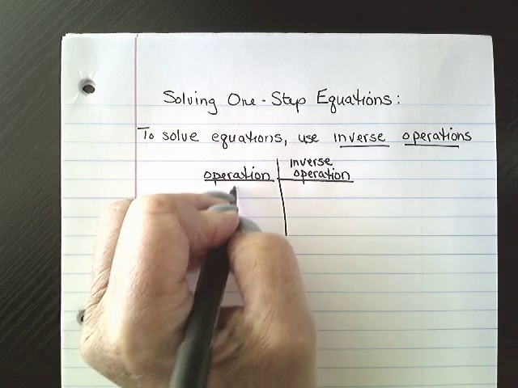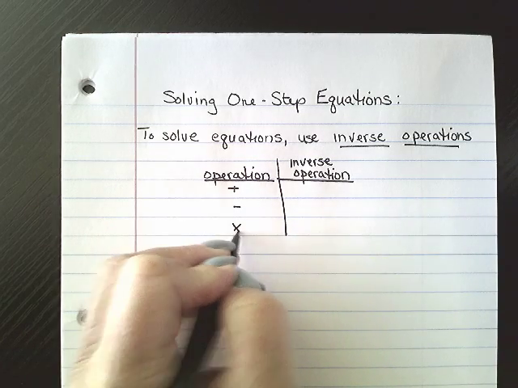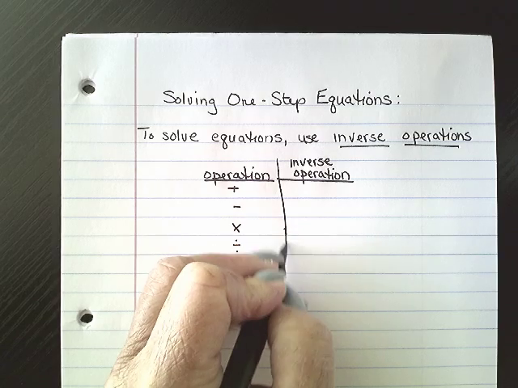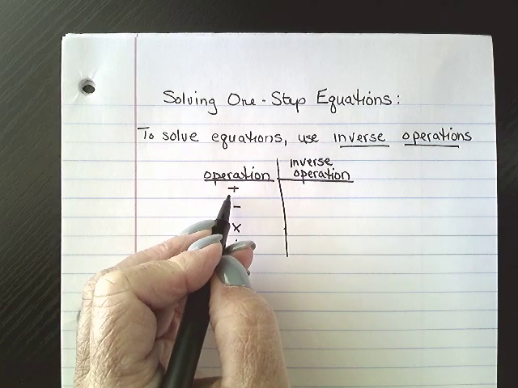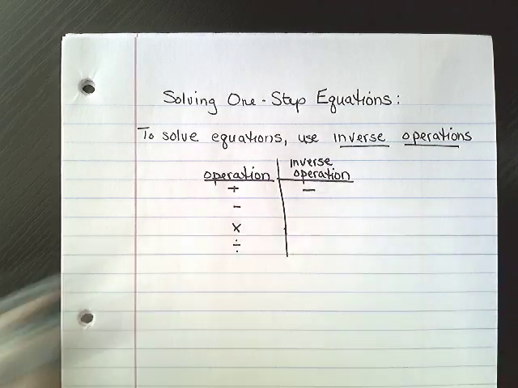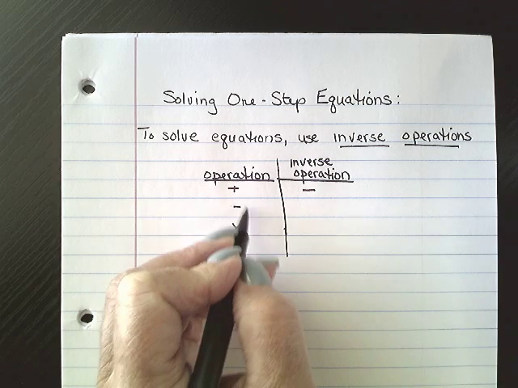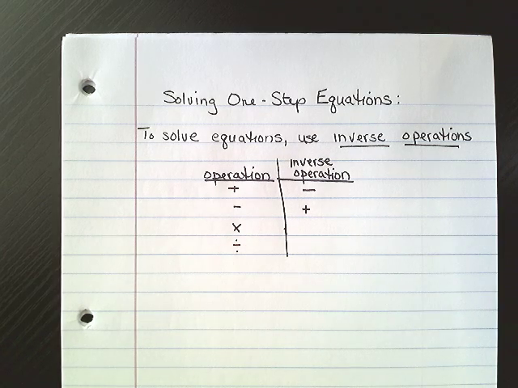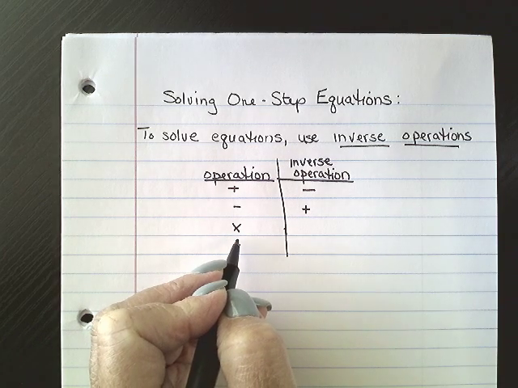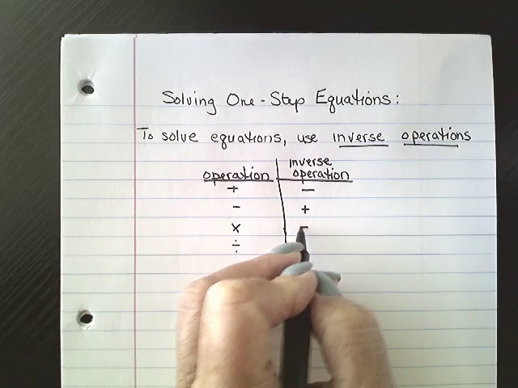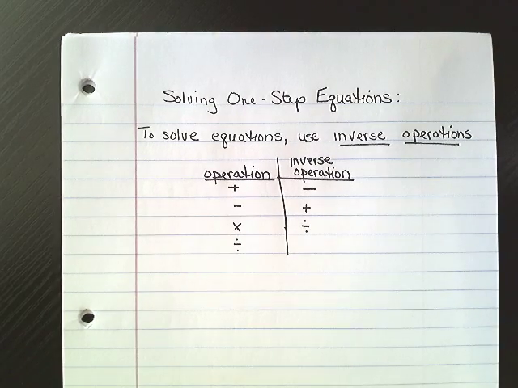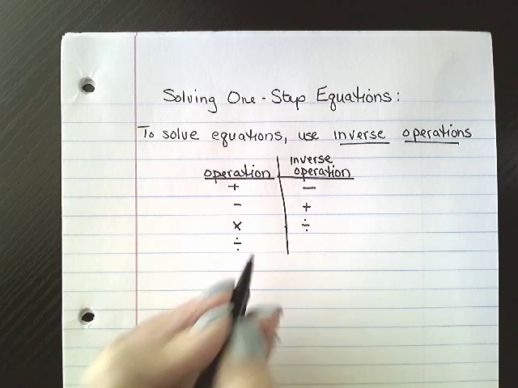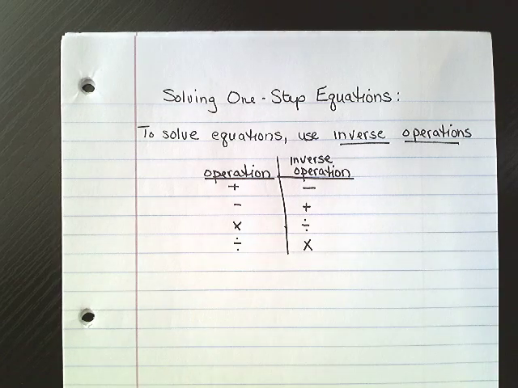So if my operations are addition, subtraction, multiplication, and division, what is the inverse operation of addition? That would be subtraction. What is the inverse operation of subtraction? That would be addition. What's the inverse operation for multiplication? That would be division. And what is the inverse operation of division? That would be multiplication. So when we're working through solving equations, this is our one-step equations.